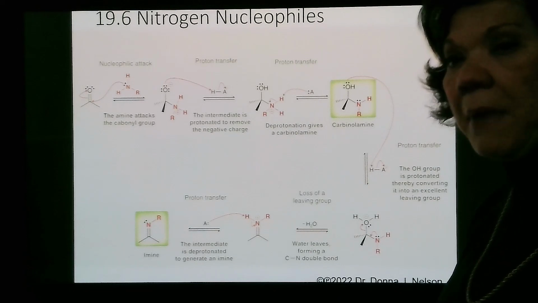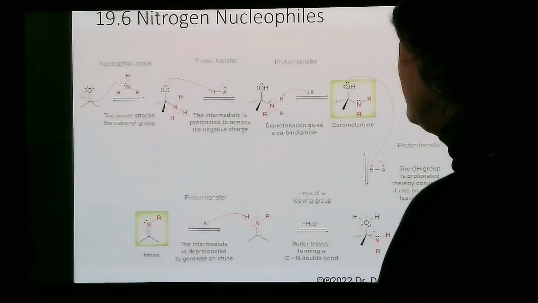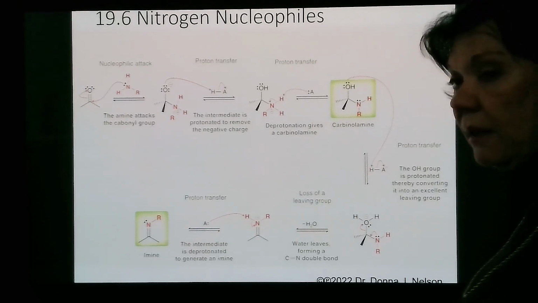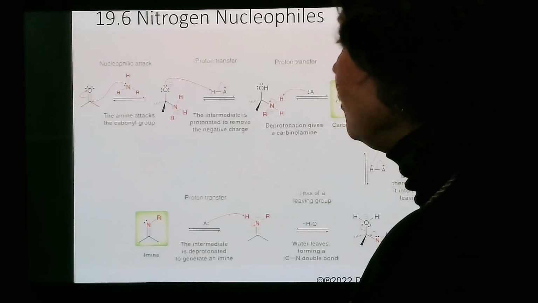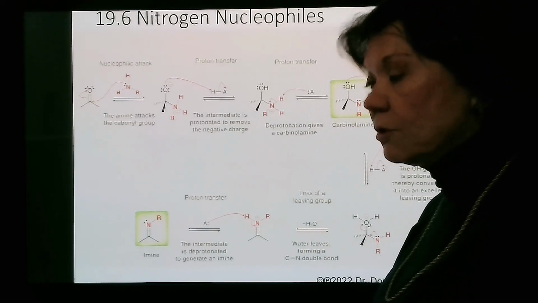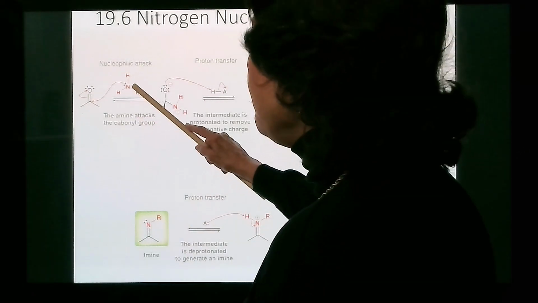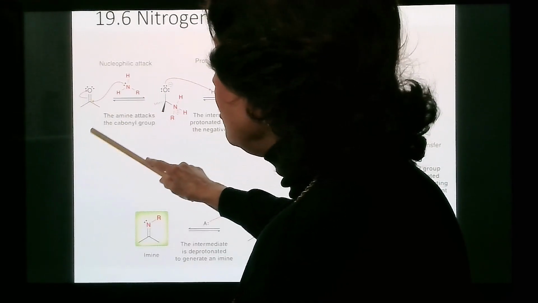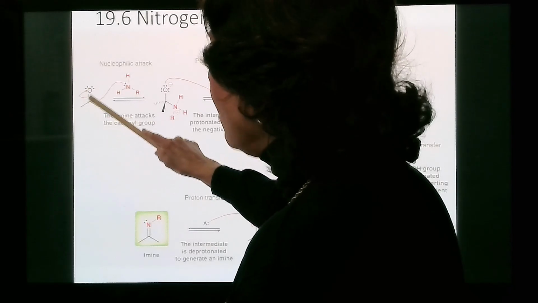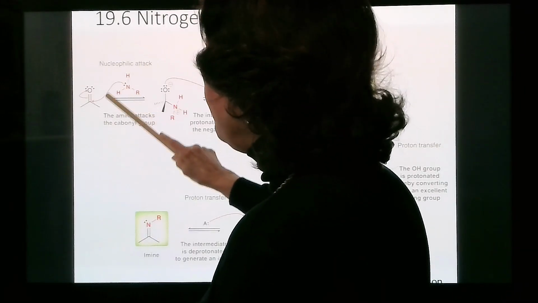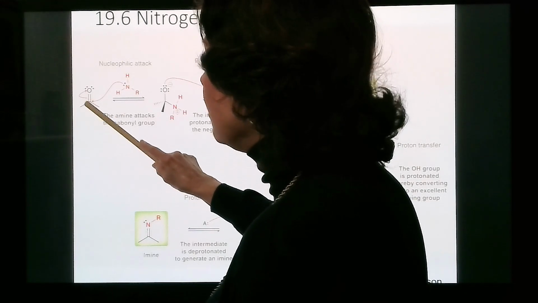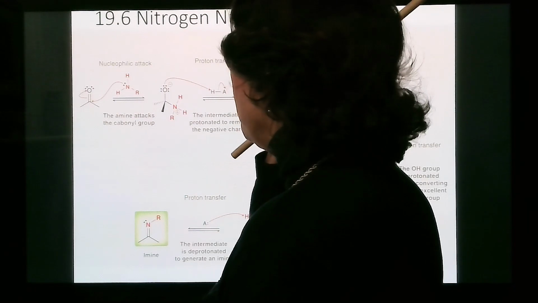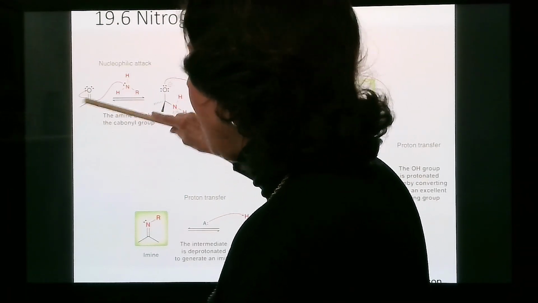So let's look at the mechanism, and this mechanism will be sort of important to remember because there will be other mechanisms with nitrogen nucleophiles that will be very similar to this. So the first step is that the lone pair on nitrogen comes in to do a nucleophilic attack on the carbonyl. That lone pair occupies the antibonding orbital of the pi bond, which is back here, so the nitrogen doesn't really come in from the side.